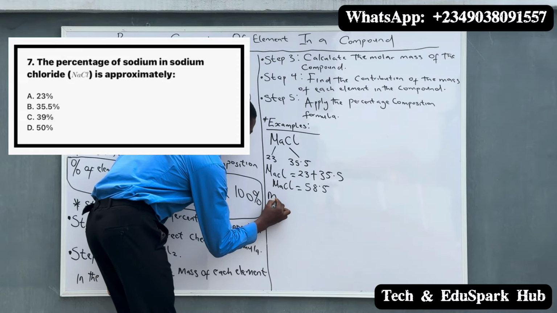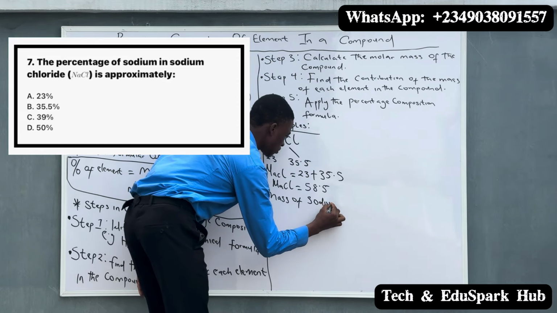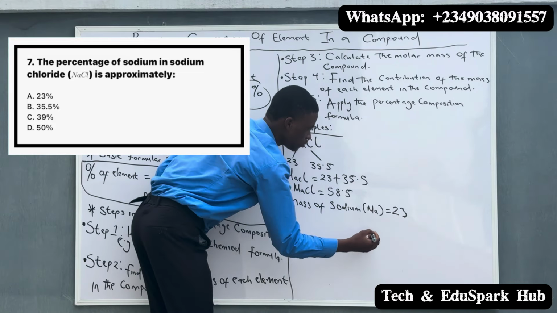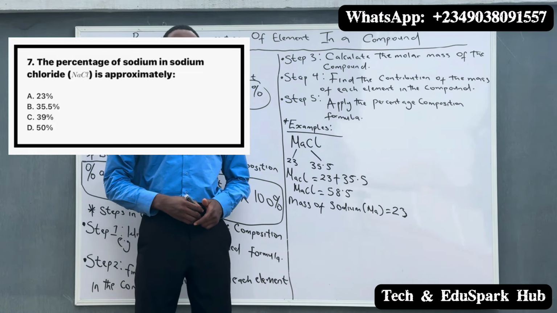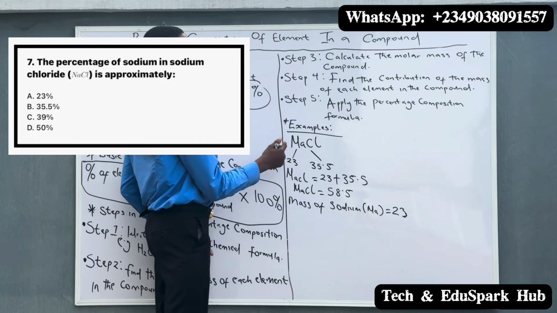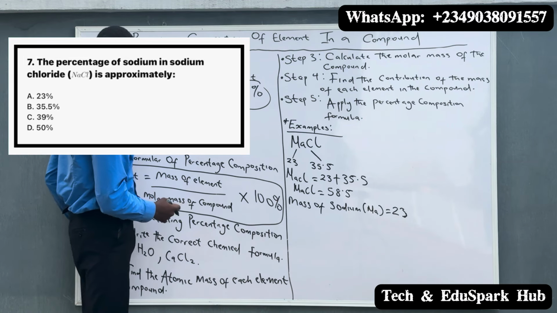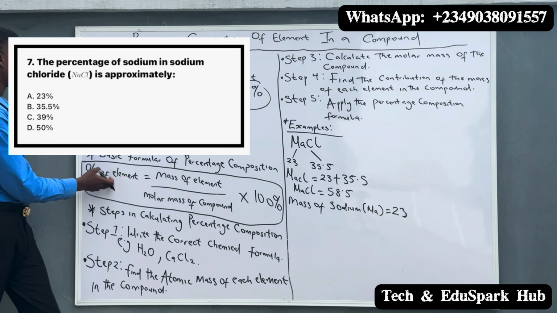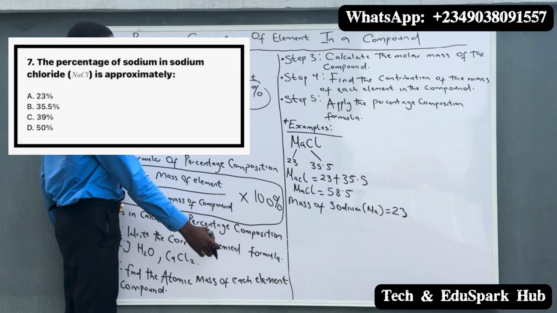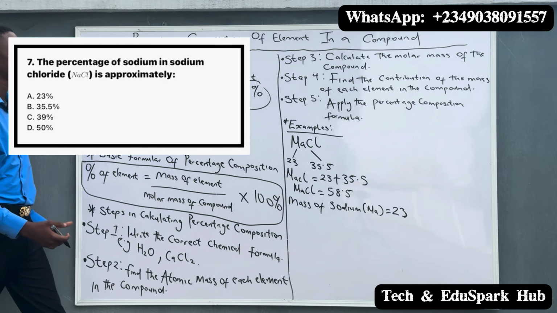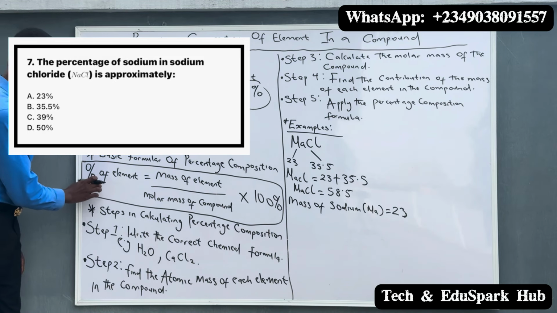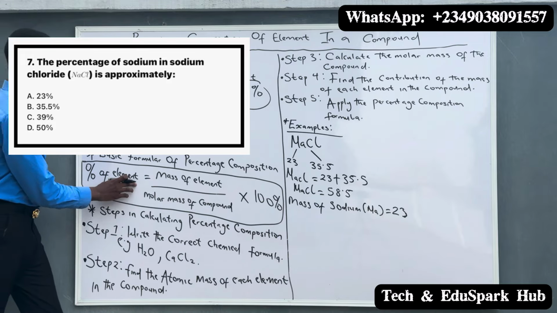So the mass of sodium, which is Na, is given as 23. Now that we have gotten the mass of sodium to be 23, we can then move to the fifth step, which is to apply the percentage composition formula. Remember we said the percentage composition of an element is equal to the mass of the element divided by the molar mass of the compound multiplied by 100%. In this case, the question is asking us to calculate the percentage composition of sodium in the compound NaCl. So we'll be using the percentage of the sodium that we are asked to calculate.